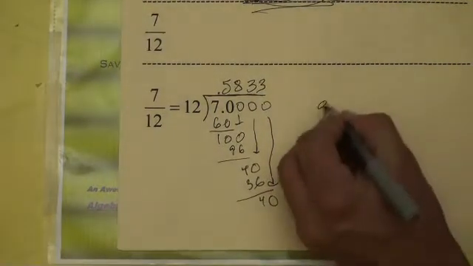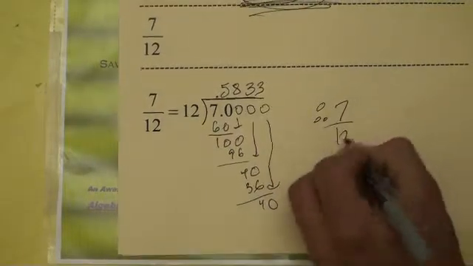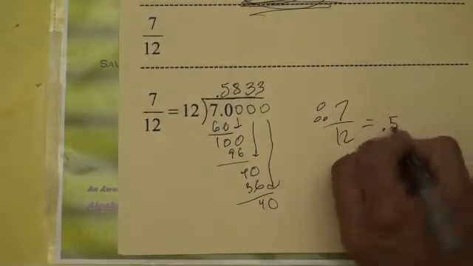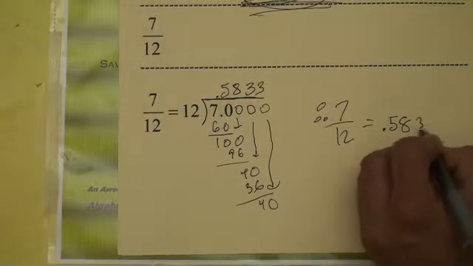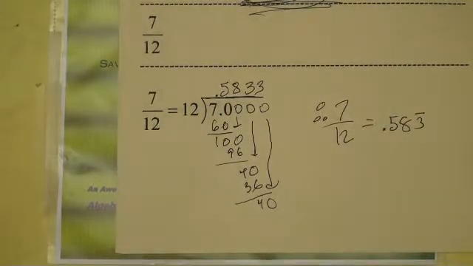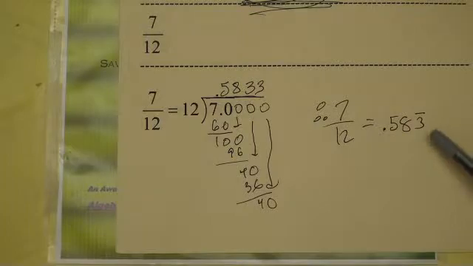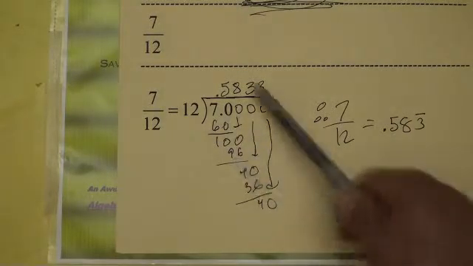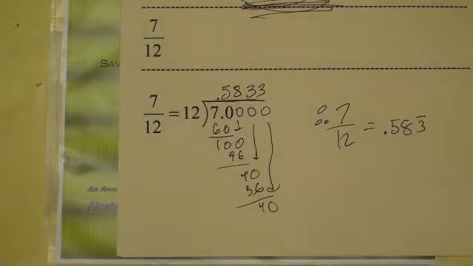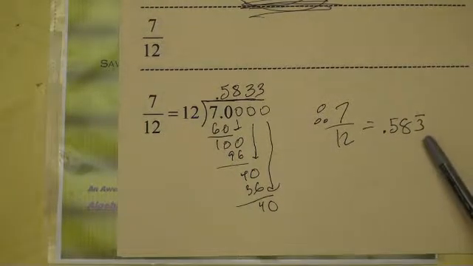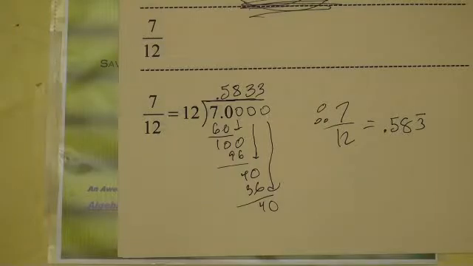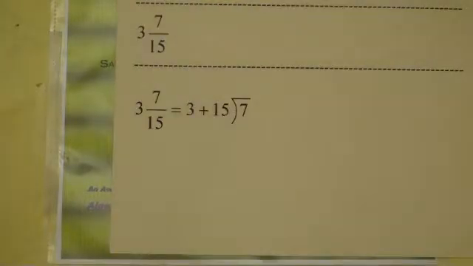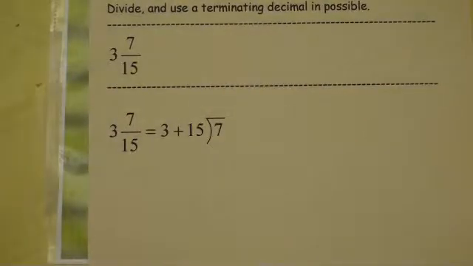So therefore, we would say that 7/12 equals 0.583 with a bar above the 3, indicating that this 3 is going to continue throughout the decimal if you were to continue dividing and bringing down more and more zeros. So this is called a repeating decimal, and the solution is 0.583 with the bar over the 3. Okay, let's move on to the 3 and 7/15. Now in this problem, we can actually do this 2 different ways.